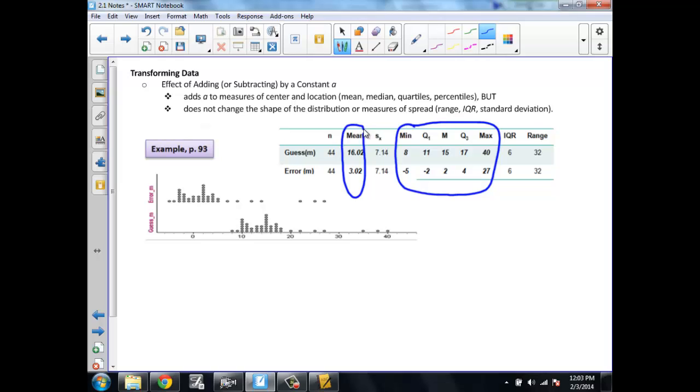Does how much it varies, does your standard deviation change? No. Does your range change? No. All we're doing is just sliding that data. It's your average that'll change, the minimum will change, your Q1, your median, your Q3, your max, but all these ranges, that variation, does not change.